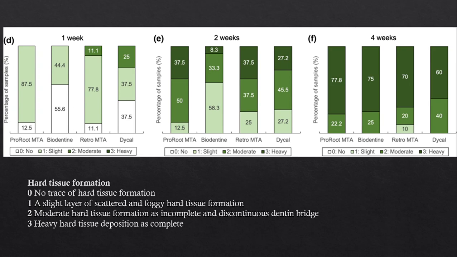Here the bar graph is also summarizing the hard tissue formation at 1 week, 2 weeks, and after 4 weeks between different capping materials, and the y-axis shows the percentage of the samples. We can notice that Retro MTA has only 10% slight hard tissue formation, 20% moderate, and 70% heavy.